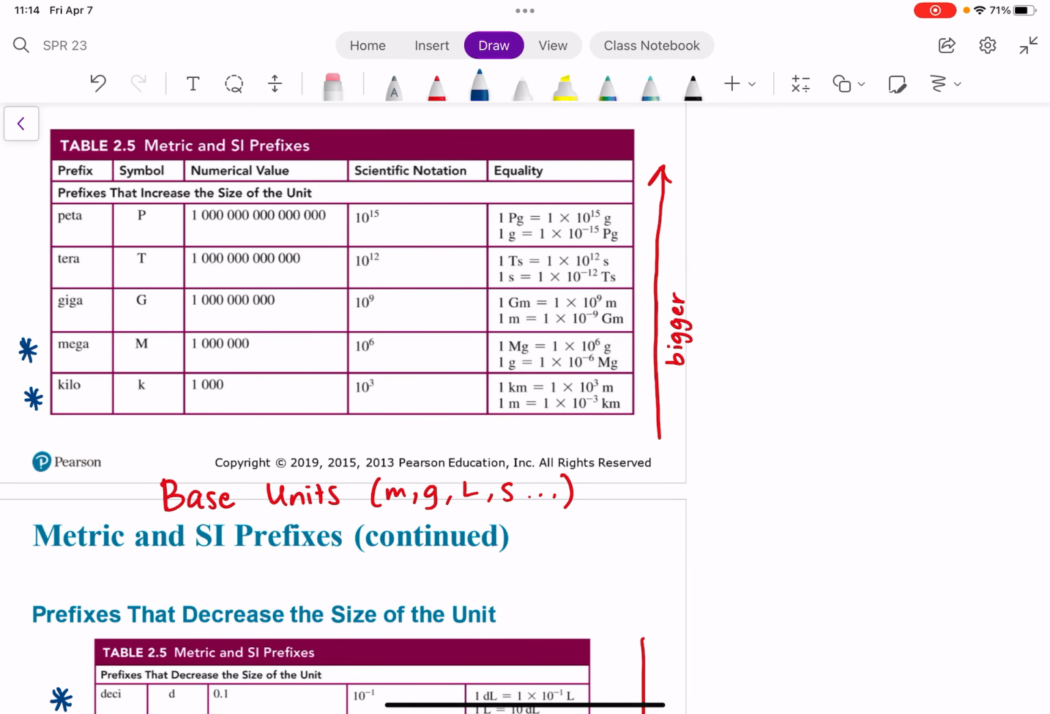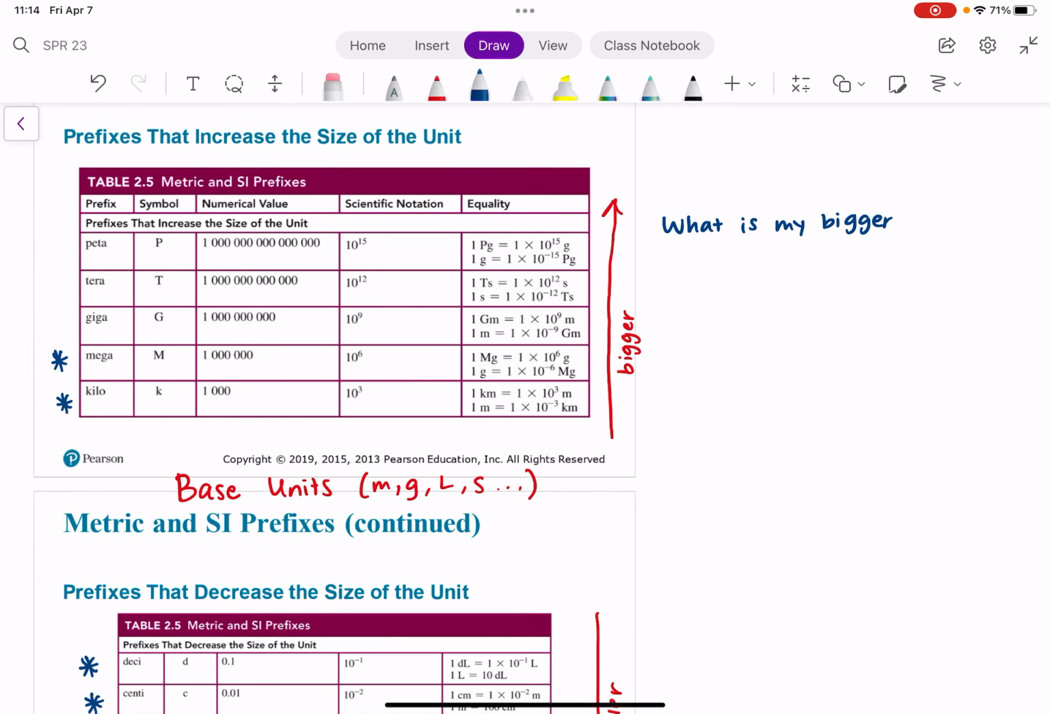Anytime I'm working with the metric system and trying to do conversions, the question I always ask myself, and it sounds kind of weird, is, let me zoom out a little bit, what is my bigger unit? What is my bigger unit? And then I ask myself a second question, which is, how many small units are in one of my big unit? That's a longer question. I'm not going to write it down, but that's another thing that I ask myself. But the first thing I ask myself is, what's my bigger unit?